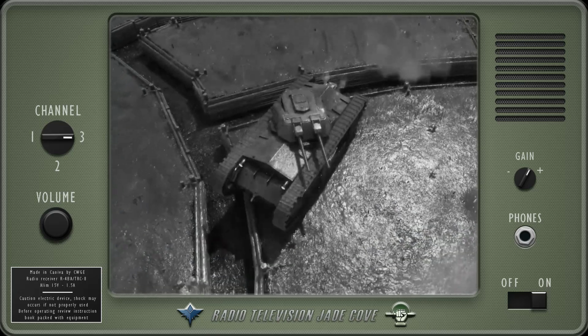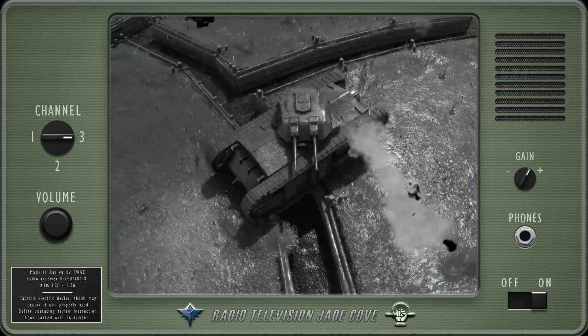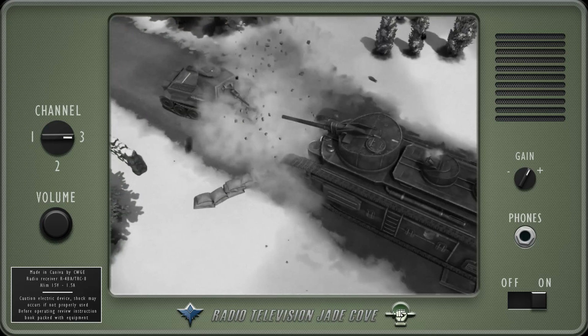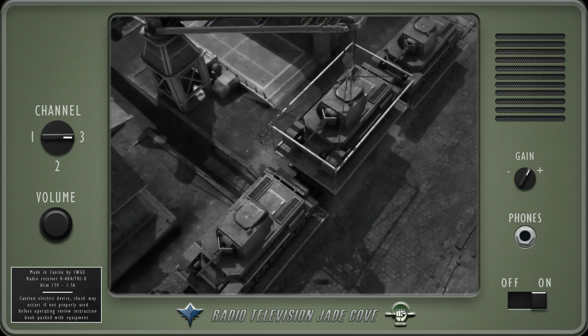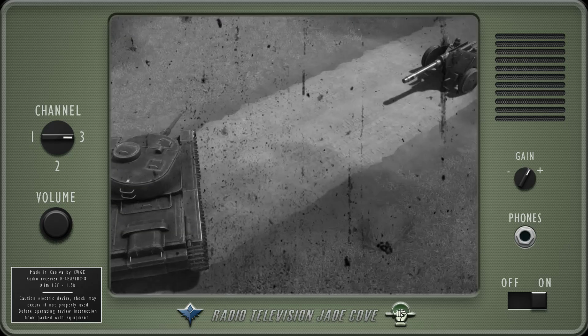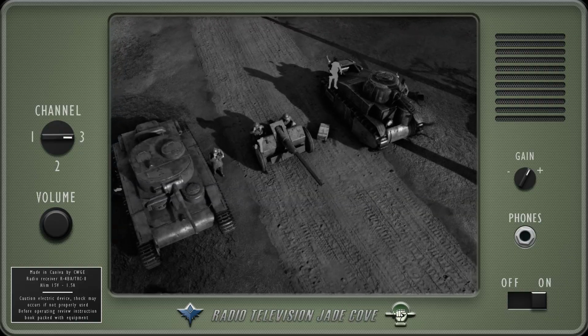Tanks are powerful assets in the heat of battle, capable of turning a situation around quickly if used correctly. That is why it is essential to be able to communicate the arrival of a tank to your allies, whether friendly or enemy.